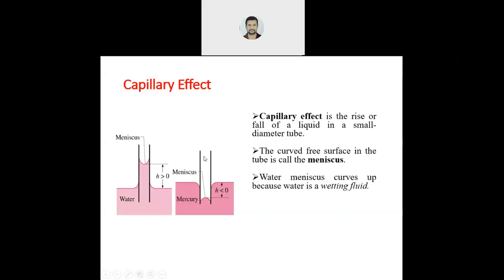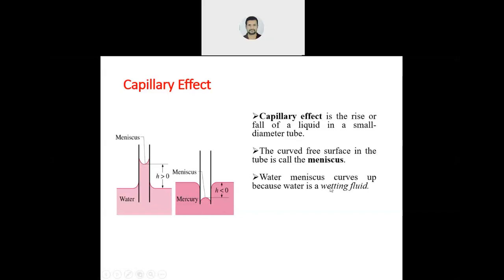Now, this curved free surface is known as meniscus. Why is it a free surface? Because above this there is nothing, there is air. Okay, so it is known as free surface. It is curved. This curved free surface is known as meniscus. In both cases, it is called meniscus only. In one case, it is rising, so it is U shape. In another case, it is falling, so it is inverted U shape.